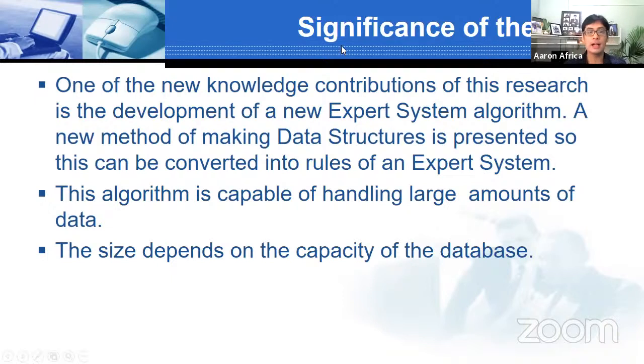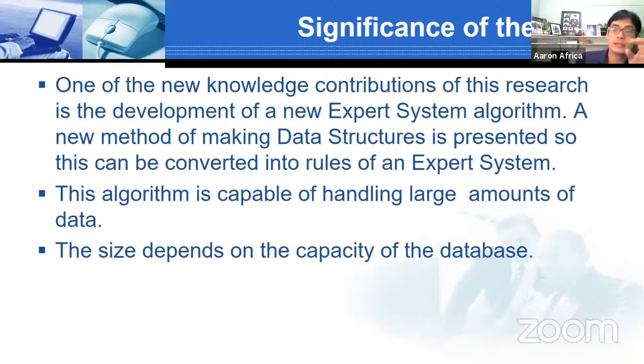Now, one of the new knowledge contributions of this research is the development of a new expert system algorithm. Okay? In here, a new method of making data structures is presented, so we can convert them into the rules of an expert system. Those rules are usually in an if-then-else format. Now, this algorithm is capable of handling large amounts of data, which is good because in an ICT environment, there are many problems, possible causes, and large amounts of data.